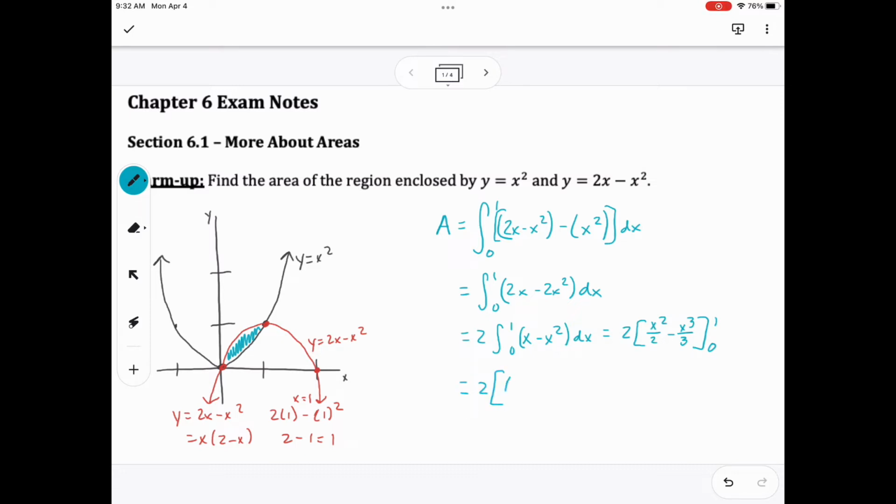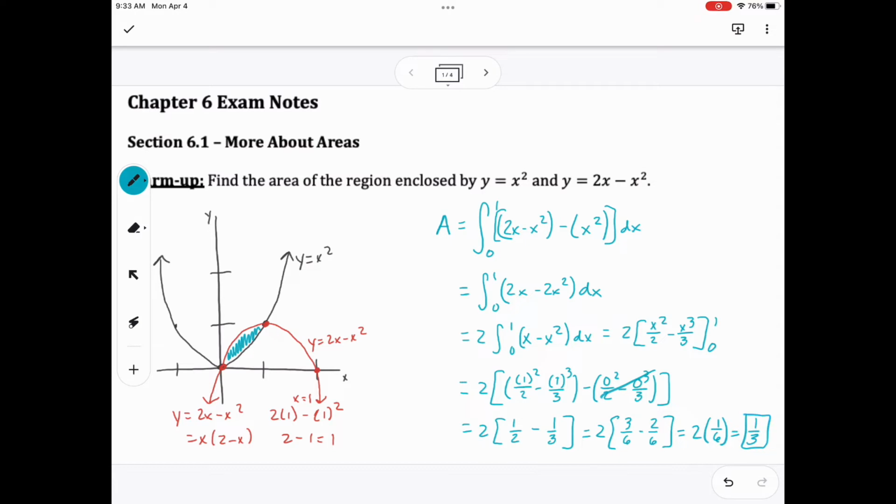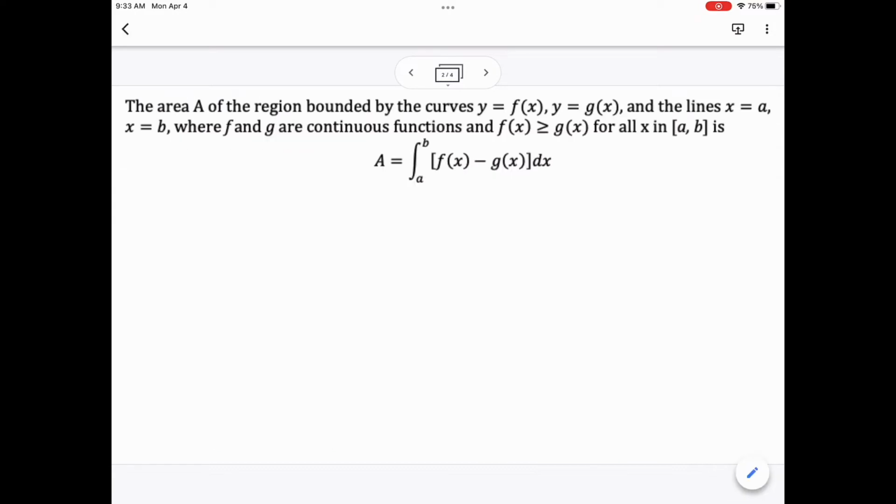And so using that integral, I'm able to combine the two functions, factor out a 2, and take the antiderivative of them, which is x squared over 2 minus x cubed over 3. And then using FTC part 2, I'm able to find that the area is actually 1/3. Okay, and so that's what we're going to start doing, looking at the area for a region bounded by more than one curve.